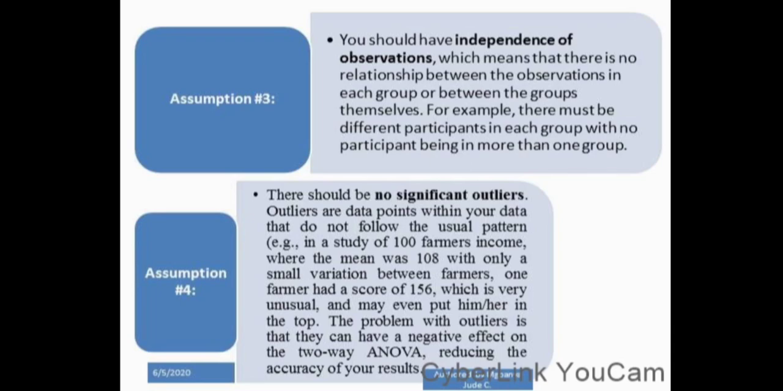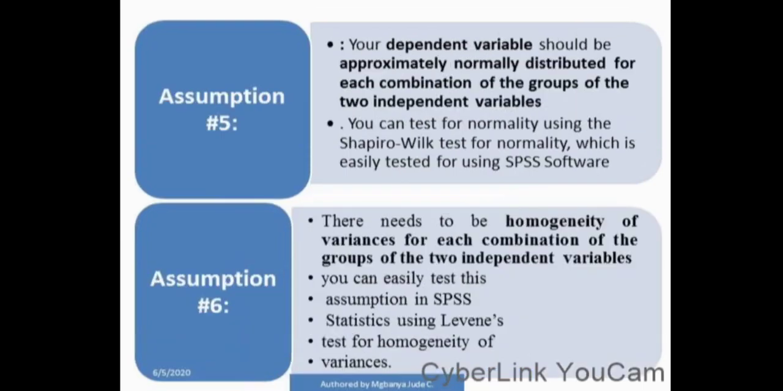So this will cause what we call outliers, and outliers have a negative effect on two-way ANOVA because they reduce the accuracy of your results. That's assumption 5. Your dependent variable should be approximately normally distributed for each combination of the groups of the two independent variables. To test for this normality, you use the Shapiro-Wilk test. It can be done with SPSS software.